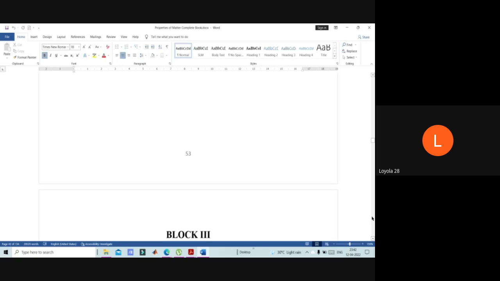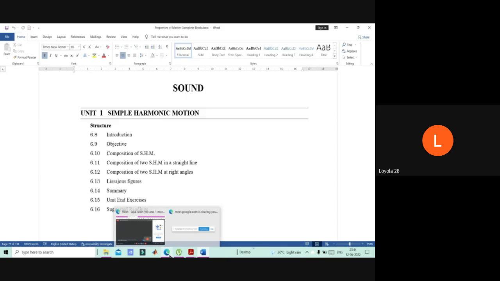And the next unit 3 deals with Meyer's formula and Rankine's method. Two important questions are there. These experiments are very easy, and you need to get thorough with the experiment. Then block 4 deals with sound, simple harmonic motion. So composition of simple harmonic motions, and then Lissajous figures. So you are going to study this in the sound unit, unit number 1.